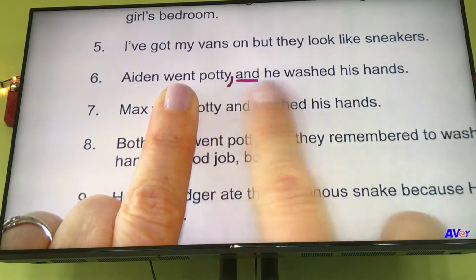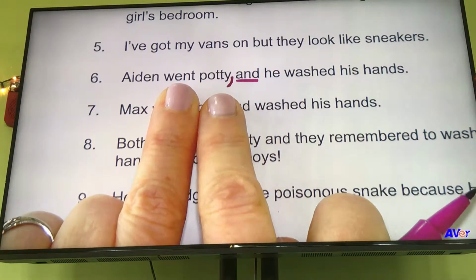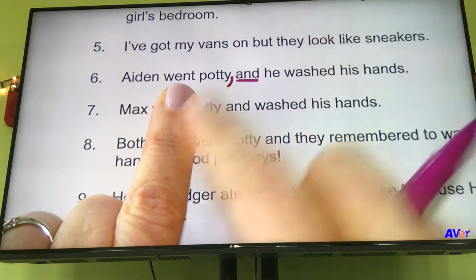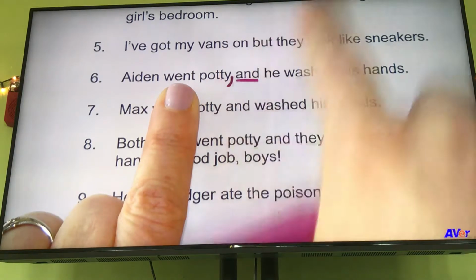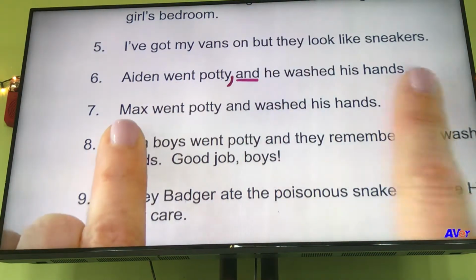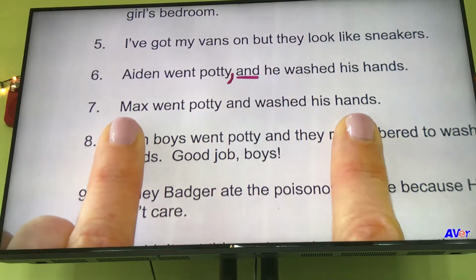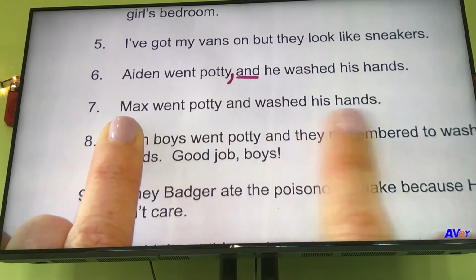Okay, and when you do this worksheet, I would like for you to exaggerate the comma, maybe put a circle around the comma so that I can clearly see that, you know, if you have one and if you have it in the right place. So then we go to this sentence that's very similar. Max went potty and washed his hands.